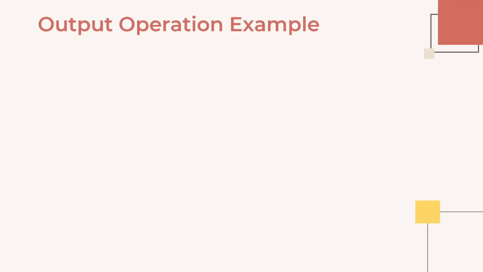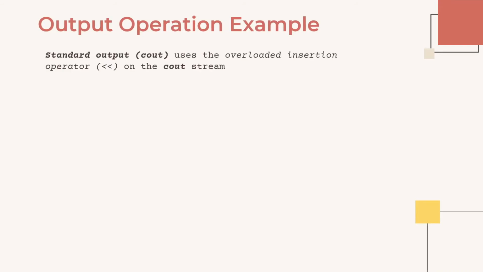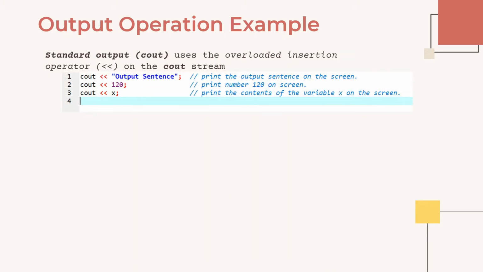And standard output, or cout, uses the overloaded insertion operator on the cout stream. This is an example to print an output sentence. On the first line, we will print the output sentence on the screen, then on the second line, we will print the number 120 on the screen, and on the third line, we print the content of the variable x on the screen.